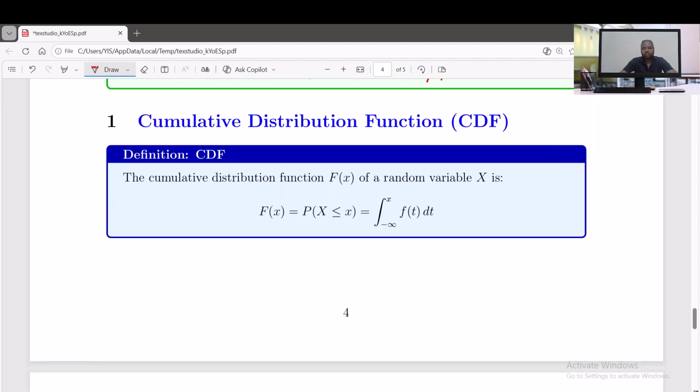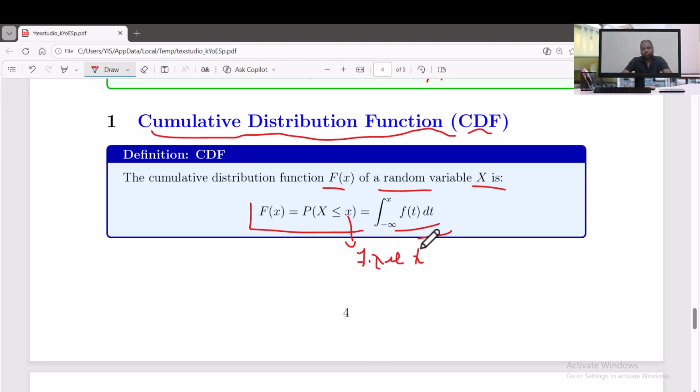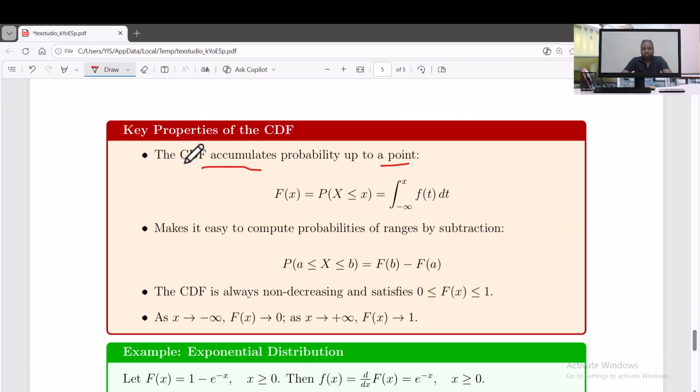And we do have another means of describing a random variable. That random variable can be discrete or continuous. For the cumulative distribution function, F of x of a random variable x is given by the probability of x being less than or equal to a certain fixed value, right? A fixed value of x, at which we can evaluate this function. So what does CDF mean? CDF accumulates, as the name indicates, cumulative distribution function, meaning it accumulates probability up to a point.